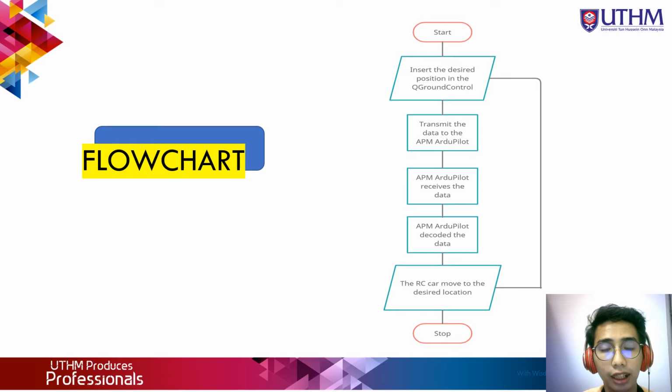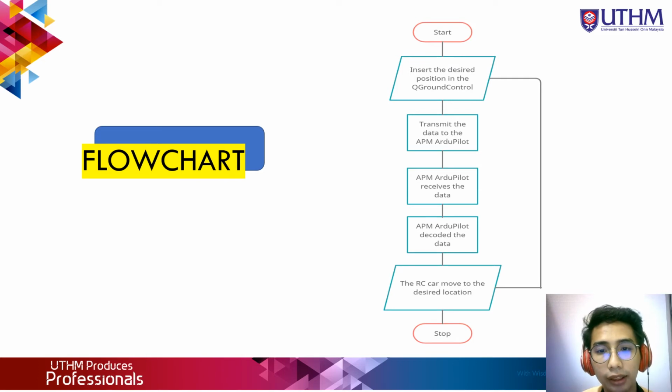Okay, for the flow chart here, firstly, when we start the program, we need to insert the desired position in QGroundControl, and then after that QGroundControl will send it to the radio module to be transmitted to the APM on the vehicle. So as you know, the radio module for the transmitter is connected to the PC or mobile phone that has the QGroundControl GUI running on it.